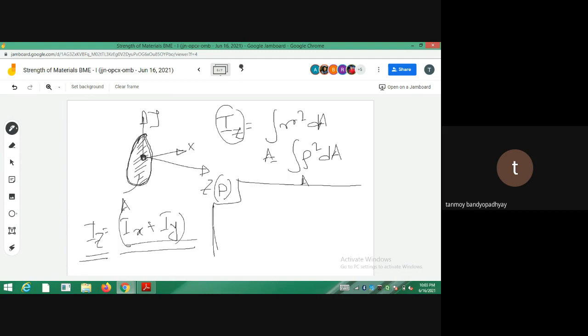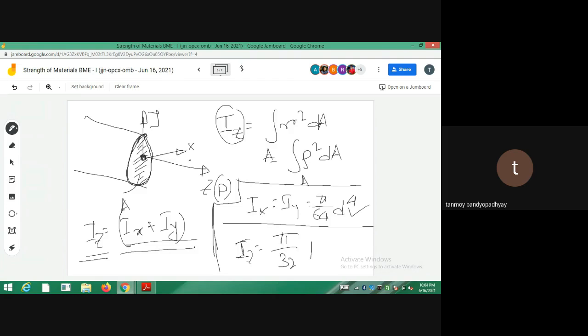Since we are working with circular cross sections, Ix and Iy are pi by 64 d to the power 4. This is something you have to consider when you are working on bending. Whenever you are working on torsion, since the shaft is being rotated about the z-axis, Iz plays a role, not Ix and Iy. So Iz is half of this one, which should be pi by 32 d to the power 4.